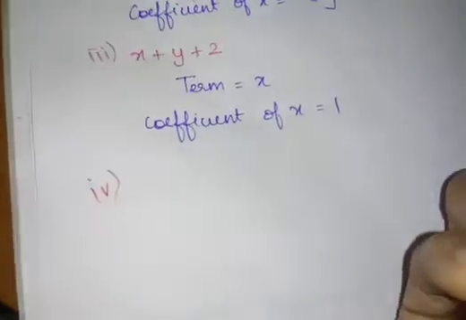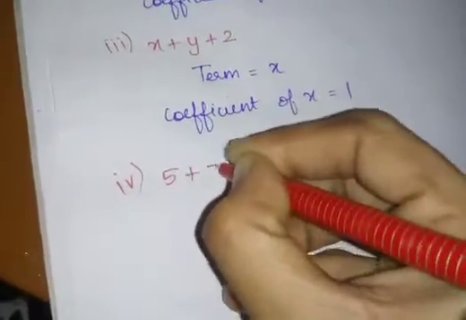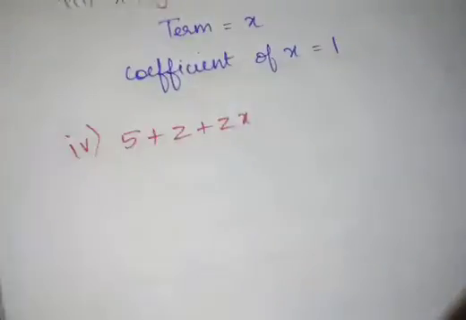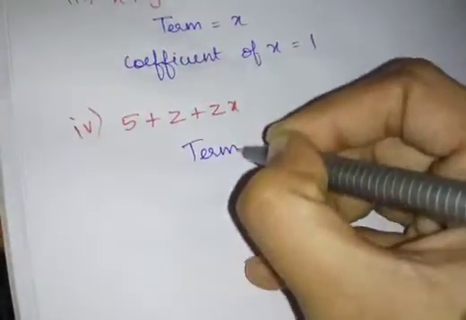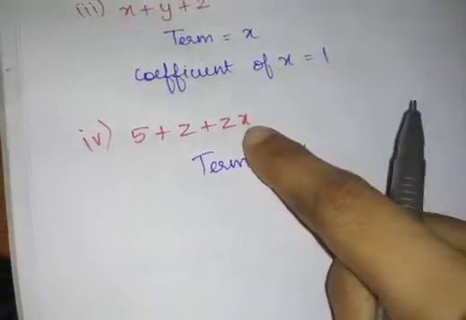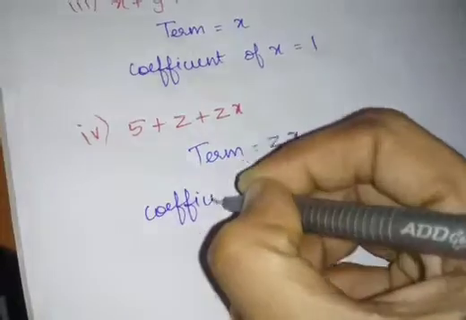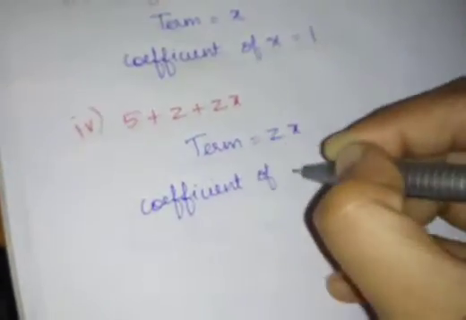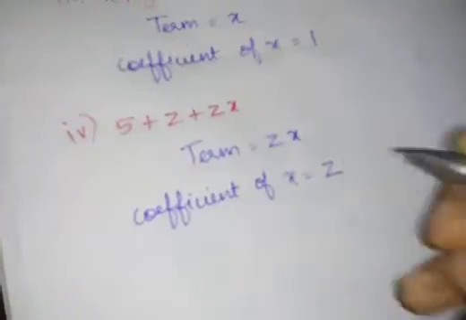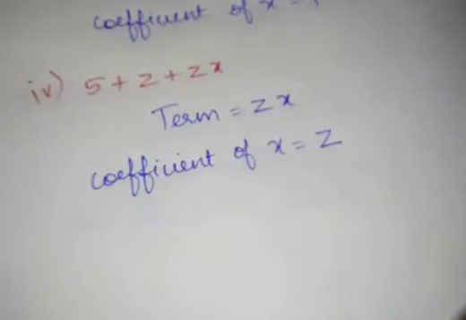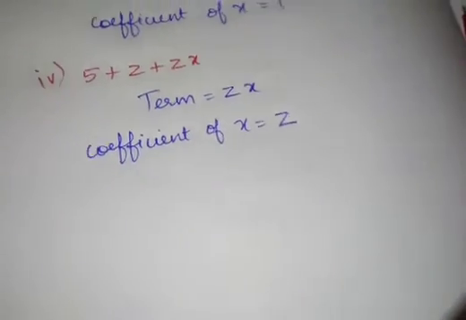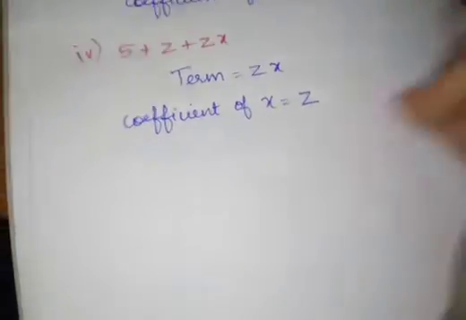Fourth problem. Yes, next is your fourth problem. 5 plus z plus zx. So what is the term you will include? Zx, because that only is having x. Next, the coefficient of x is z, because I will neglect that x. So remaining is z.